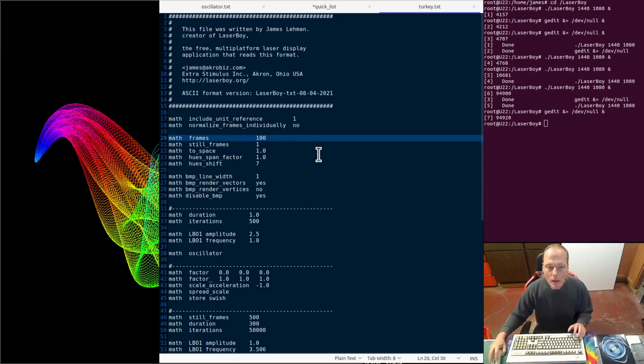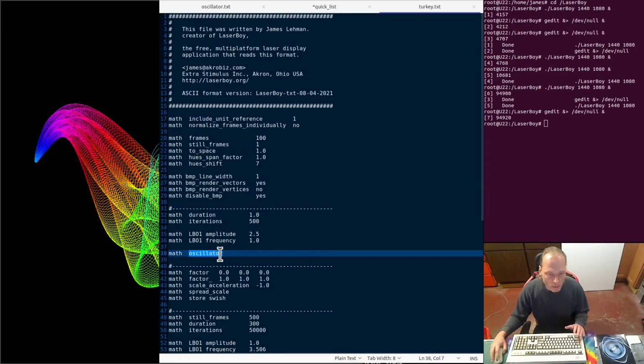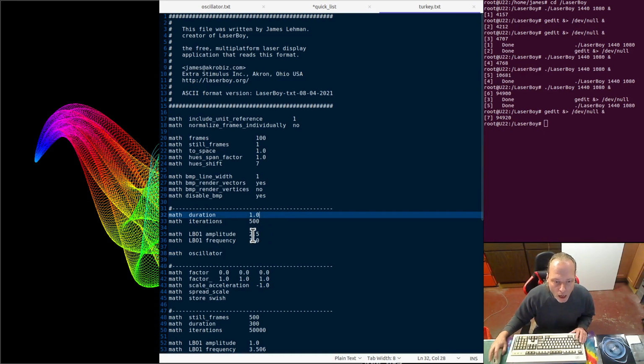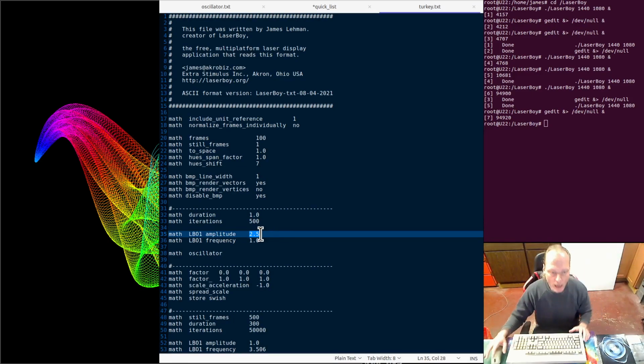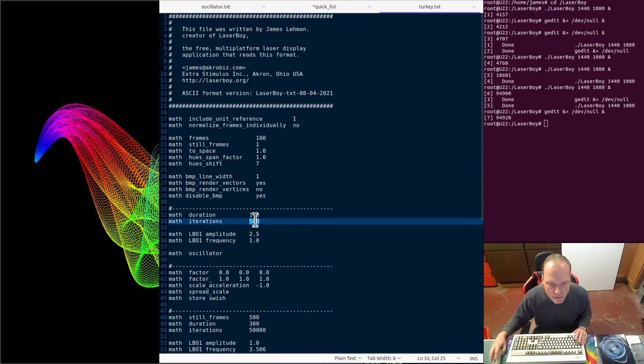First thing that loads anything into the registers at all is this. We already know what an oscillator does. It's just LBO1 on the x-axis. And this is not animated, by the way. This is a single frame. We're setting the amplitude of LBO1 to 2.5, which means we're increasing its height proportionate to its length. Frequency is 1, which is the default anyway. Iterations of 500, so there's going to be 500 vertices in this. Duration of 1. It's 1 cycle of a sine wave.